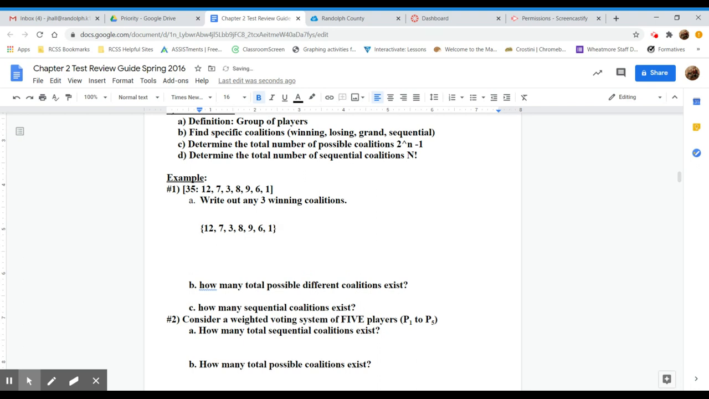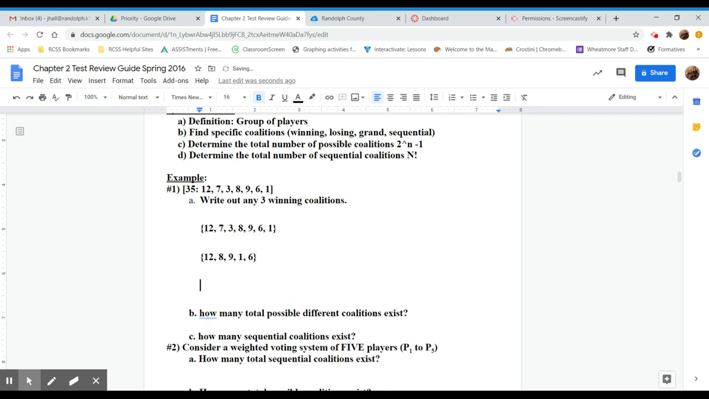Let's list another one here. How about 12? Now throw in that 8 because that gives me 20. Let's do 9 and 1. Now I've got 30, and then throw in a 6. Why not? Because now we exceeded. And let's do one more. Same 4 starting numbers, 12, 8, 9, 1. But now let's throw in that 7 from earlier, and there's our winning coalition again. Okay? So there's any 3 winning coalitions.